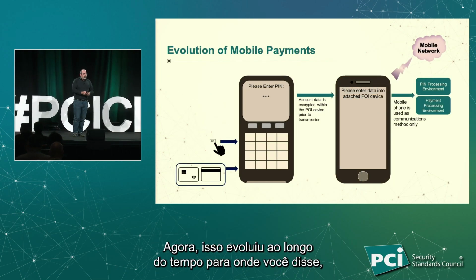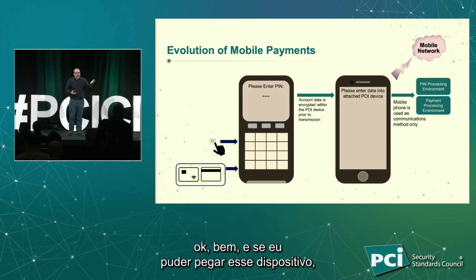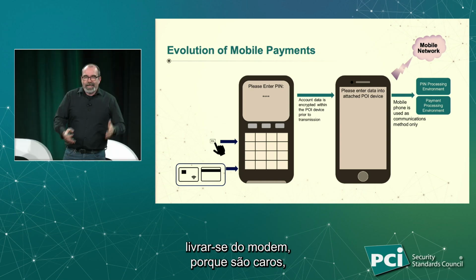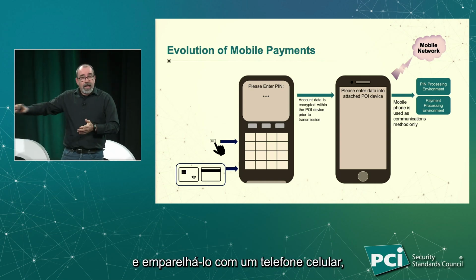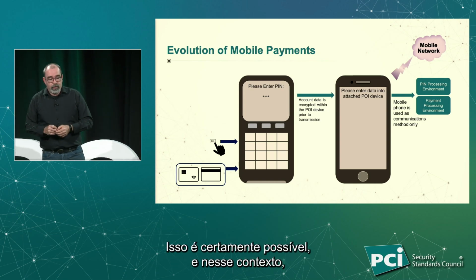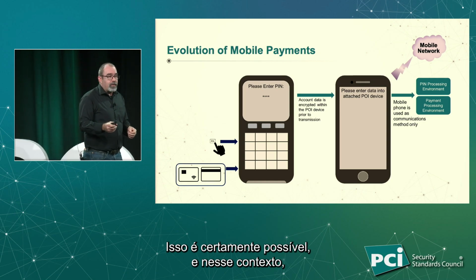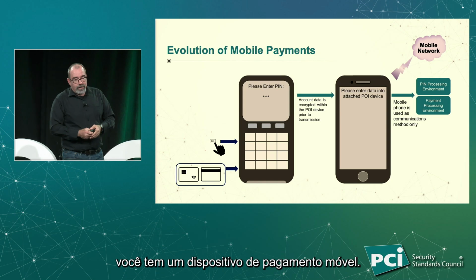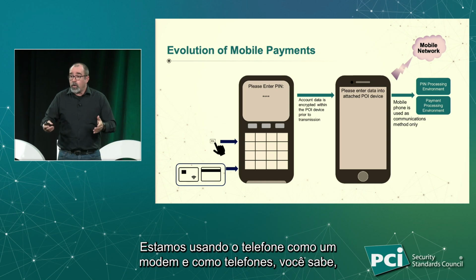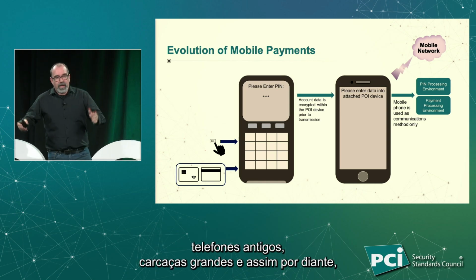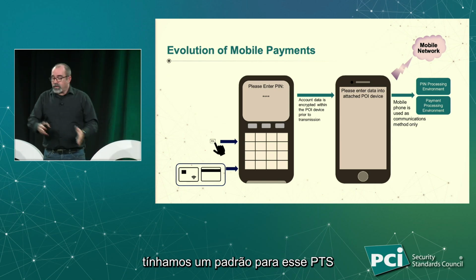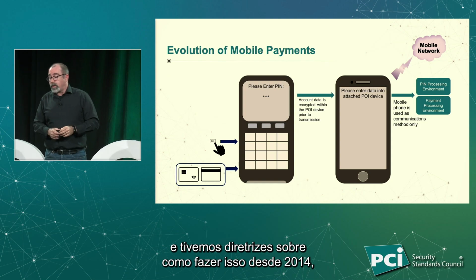Now, this has evolved over time to where you've said, okay, well, what if I can take that mobile PTS device, and maybe shrink it down a little bit, get rid of the modem because they're expensive, they're hard to manage and everything, and pair it with a mobile phone, and use the mobile phone to perform the transaction. That's certainly possible. And in that context, you have a mobile payment device. Same sort of PTS thing, it just doesn't integrate the modem anymore, using the phone as a modem. And phones, you know, old phones, big bezels and so forth. We had a standard for that PTS, and we've had guidance around how to do that since 2014.